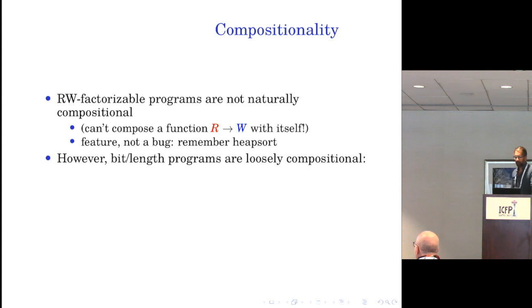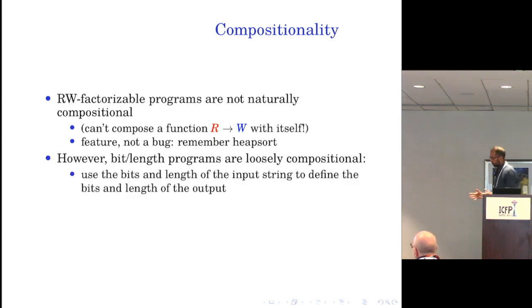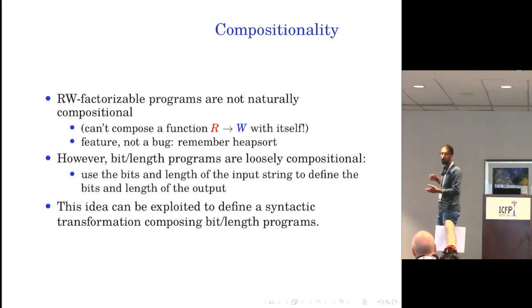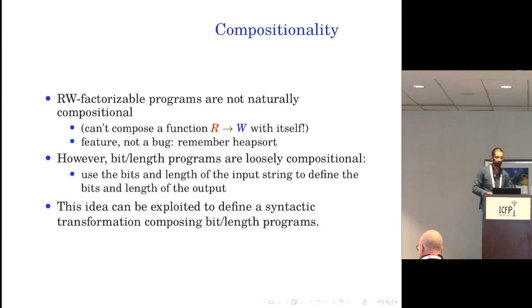Bit length programs are, however, loosely compositional in the sense that we're taking the bits of the input using the head function, for example, and we're defining the bits of the output. So we're using the same type of things for the input and the output, which means that there's a relatively simple program transformation composing pairs of bit length programs, and we can lift that to something composing RW-factorizable programs.